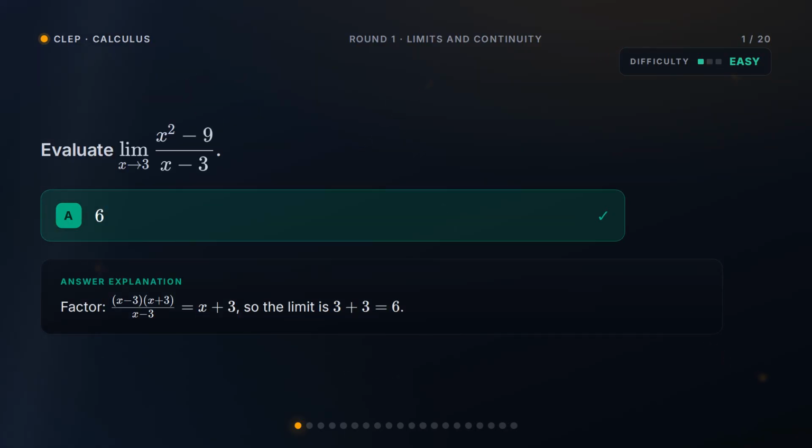Factor the numerator as x minus 3 times x plus 3. Cancel the x minus 3 to get x plus 3. Substitute 3 to get 6.